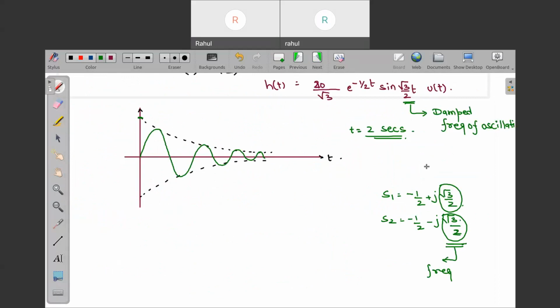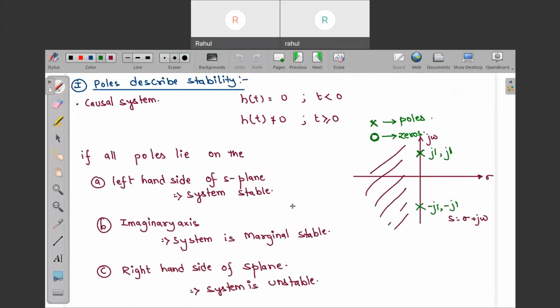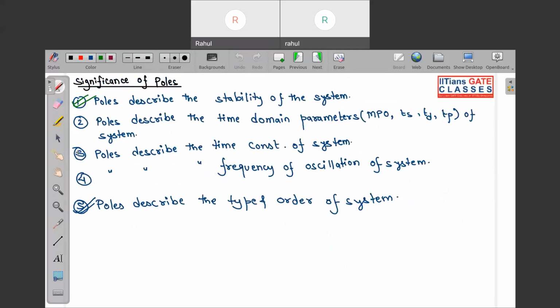So is this clear? Any doubt in this? So over here, time constant is equal to 2 seconds and frequency of oscillation is equal to what? It is equal to root 3 by 2 or 0.866 radian per second. So this is the answer to your question. All the points we have discussed one by one. This point we are going to see in chapter number 3.